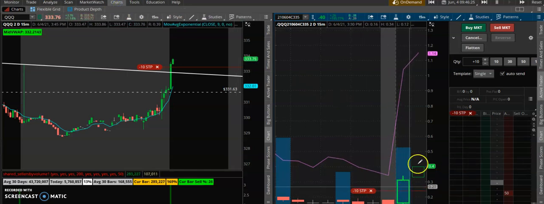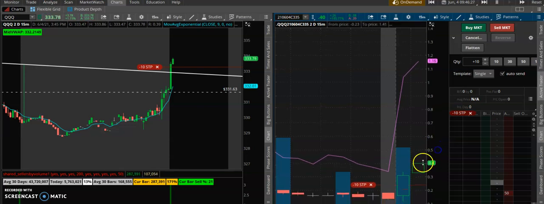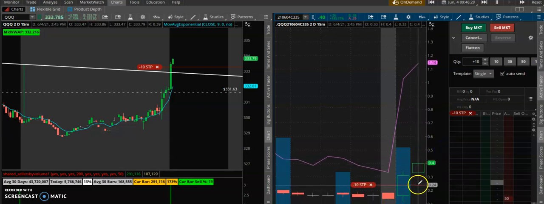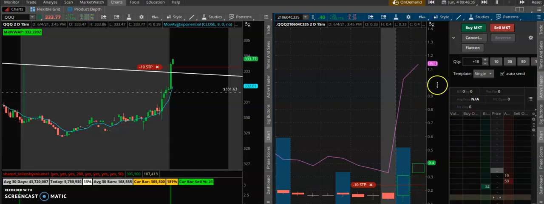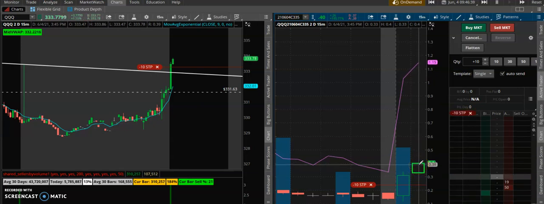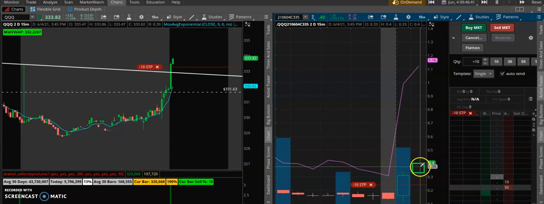What is a stop market order? If the price crosses this right here, at that moment it becomes a market sell order. That's the way I'm not going to lose more than 25% of a trade, all right? Which is in this case about $70 for me.